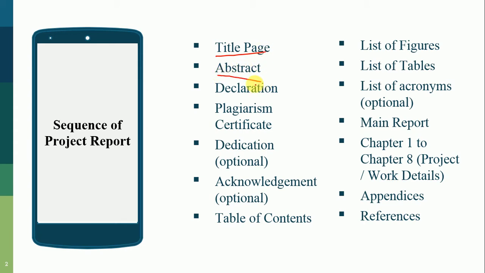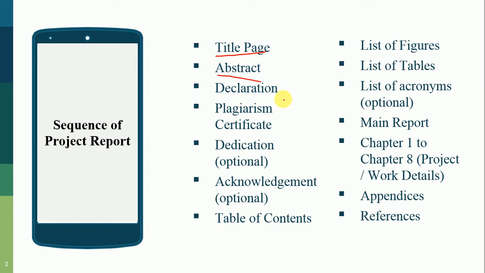Then abstract and declaration, plagiarism certificate, dedication, which is optional. Acknowledgement is also optional. Table of contents, list of figures, list of tables, list of acronyms or abbreviations, main report, chapter 1 to chapter 8, project or work details, appendices, and references. So these are the sequence of project report writing.